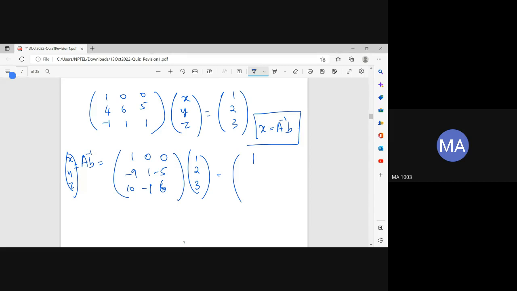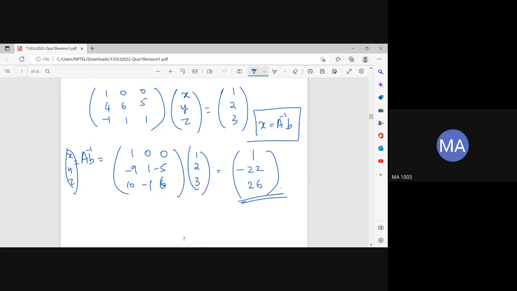So minus 9 plus 2 minus 15, whatever that value is. 24 plus 2, 22. Minus 22. And then 10 minus 2, 8 plus 18, 26. So I know the solution. This is one way of finding the solution. We'll do Cramer's rule as well.